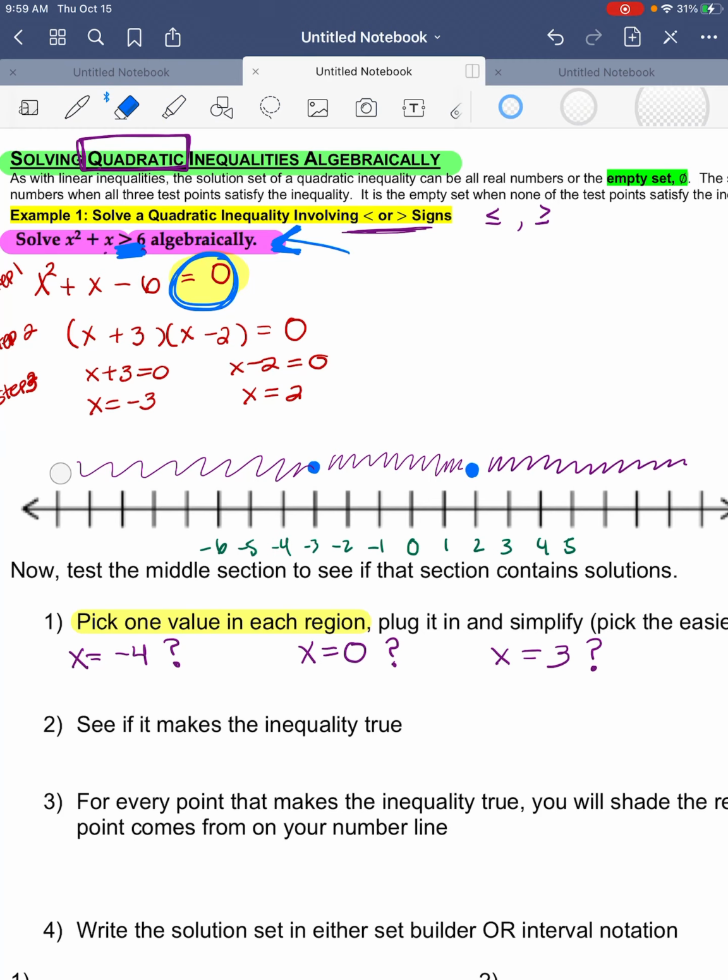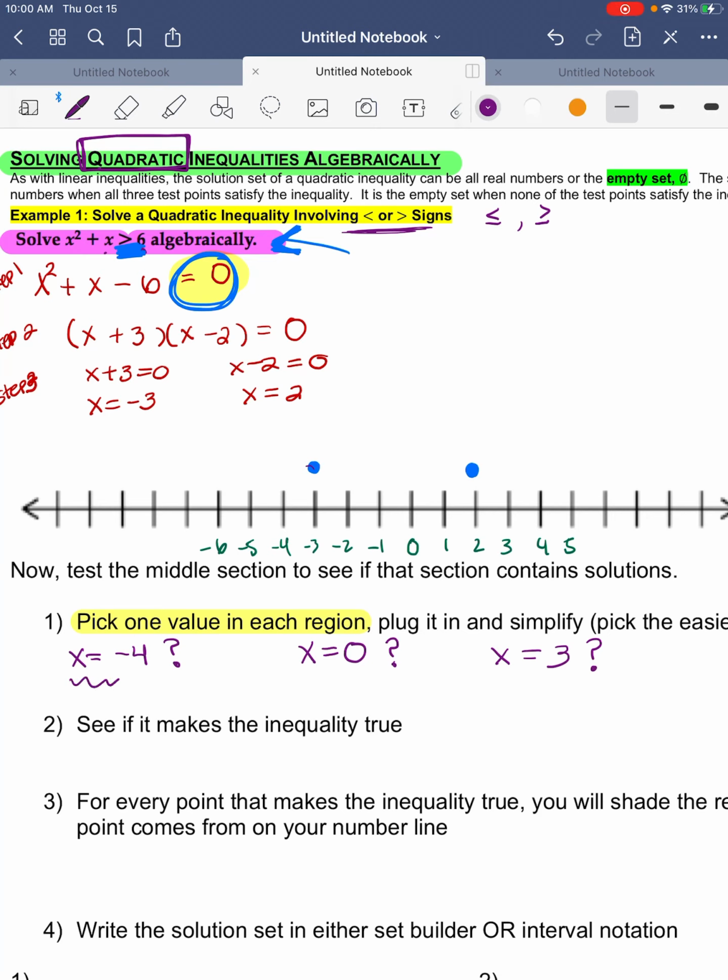Now that I show you how to choose the values, I'm gonna erase this, okay? I just did it so you can see that you must use one number for every single region. Okay, I'm gonna use -4, and I'm gonna plug in -4 in my original inequality. The original inequality, remember, it was x squared plus x greater than 6. Okay, I want to see if it makes the inequality true.